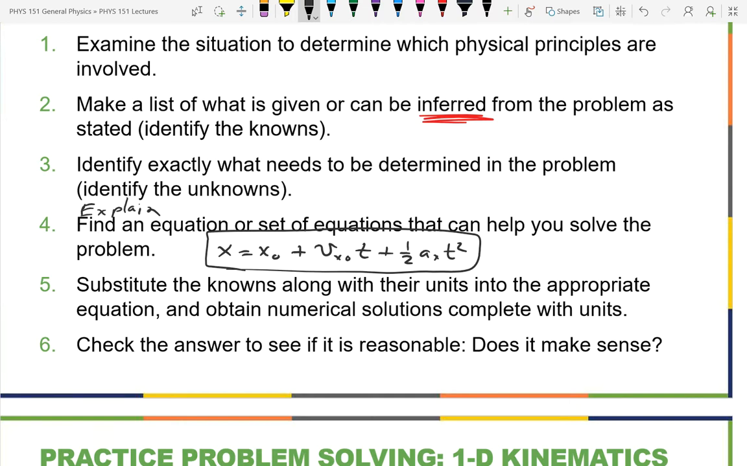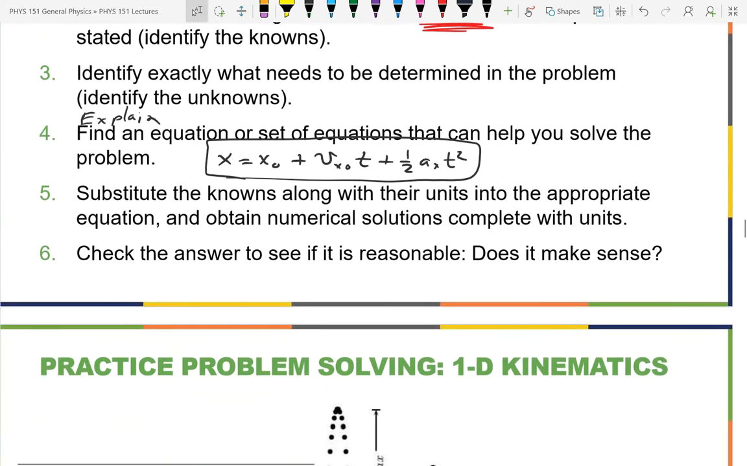Usually I have the problem so it doesn't start and end at the same height, and that way there's no temptation, right? Because that's a special use equation. It only works if they start and end at the same height. Okay, at the end, check your answers to see if it is reasonable. Make sure it makes sense.